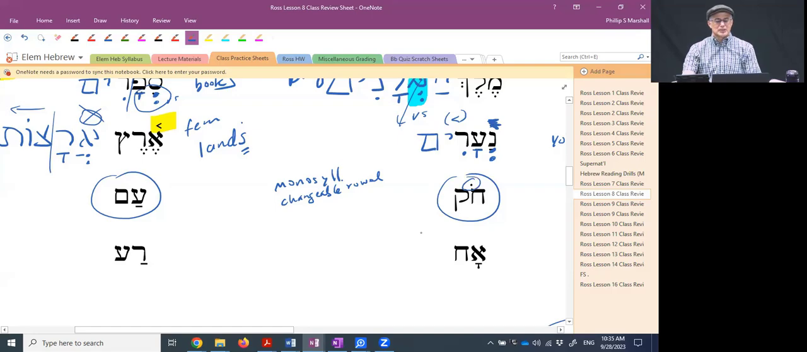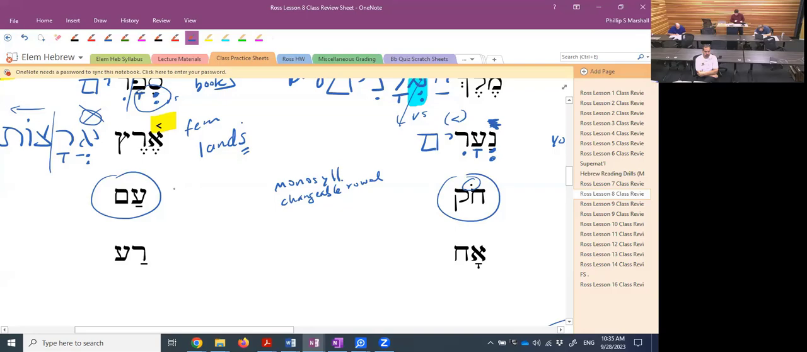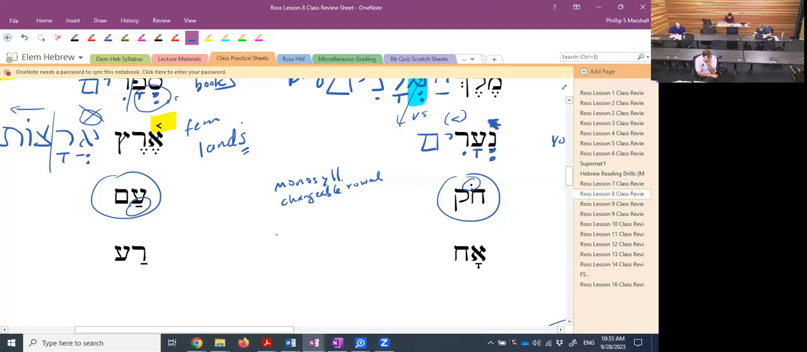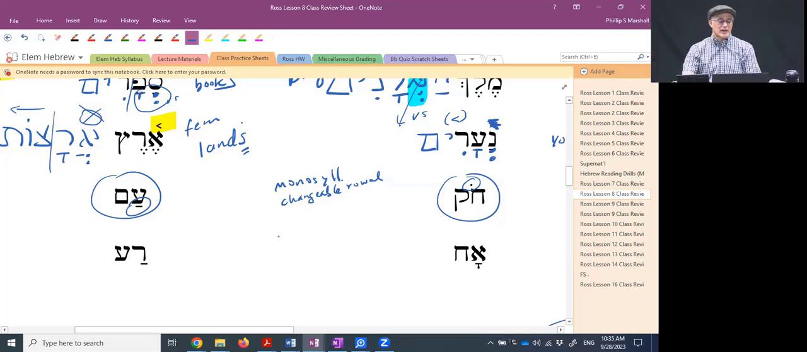Is that a historically long vowel? That holum there with hok? No. Is the pasak historically long under ayin? No, that's not historically long. So both of these are changeable vowels. What did we learn about changeable vowels in the lesson?